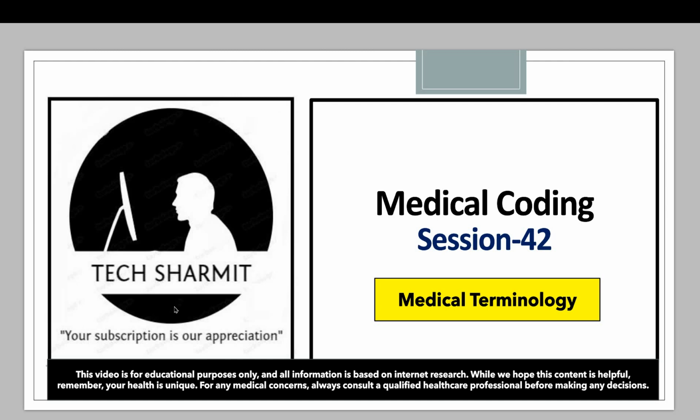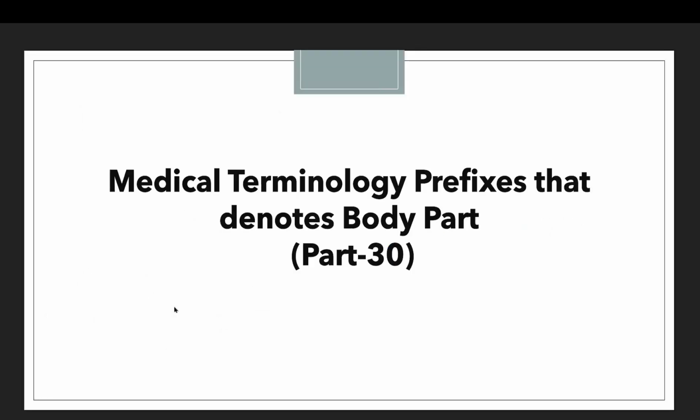We have categorized these prefixes into various parts, and like in the previous sessions, we have covered various prefixes that denote the body part, shape, size, color. So this session is a continuation of the same. Today we are going to discuss part 30. Let's see what we have for today.